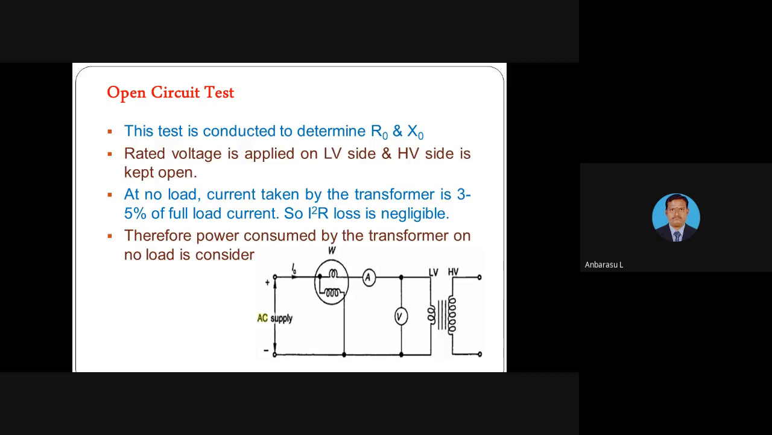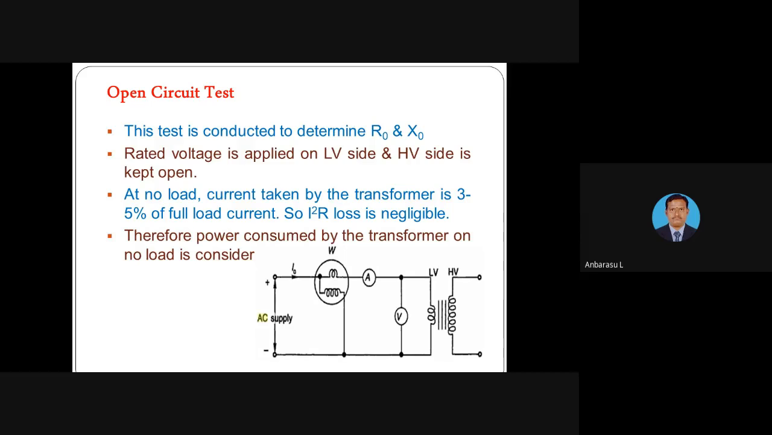So basically, the high voltage winding is kept open, and the low voltage winding is given to the supply side. From the diagram, the high voltage winding is kept at open conditions, and the low voltage winding is connected across the supply side. This is the basic procedure for the open circuit test.